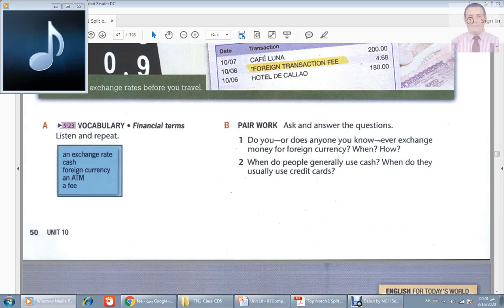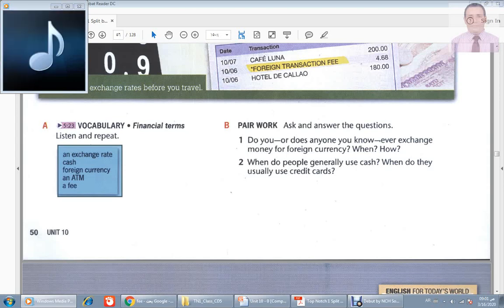Vocabulary. Financial terms. Listen and repeat in the pauses. An exchange rate. Cash. Foreign currency. ATM. A fee. Again, guys. Again, listen again.